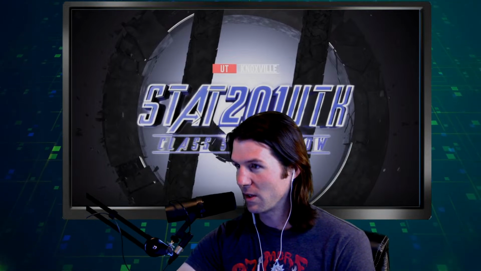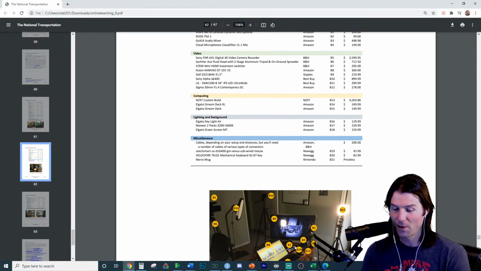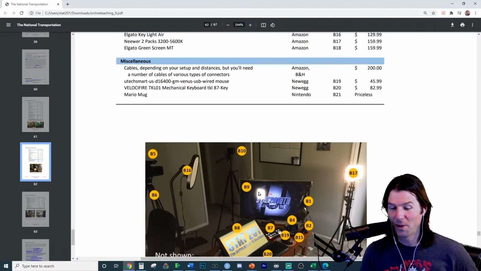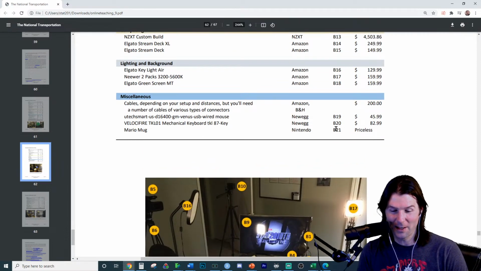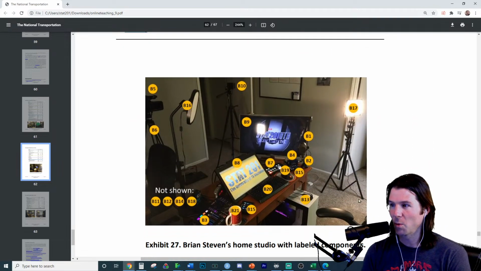You got it, Cody. After we stick this, we're going to do some 201. So this is the paper we're working on, the published paper. And this is the home studio I'm working with. And they even let me add in the Mario mug. So 21 right there. Mario mug, priceless. I love it when I get to add in the Mario mug. This is what I currently work from right now.